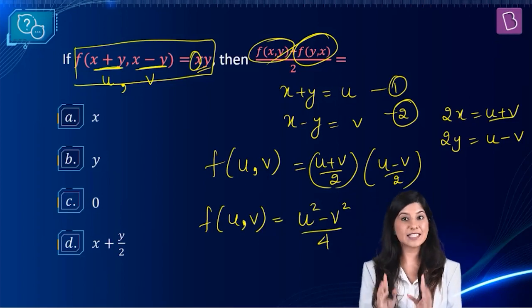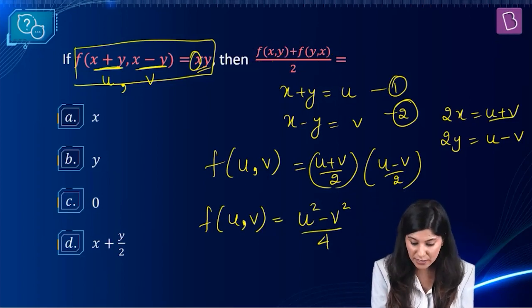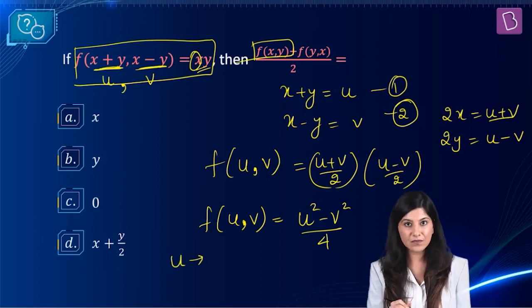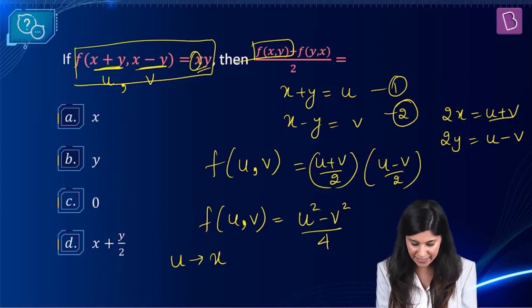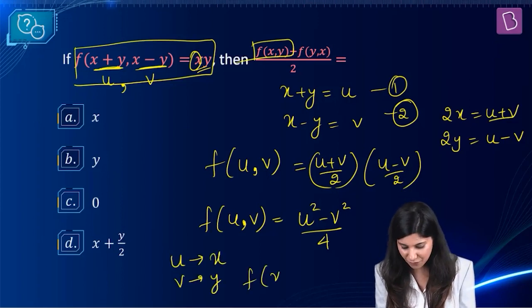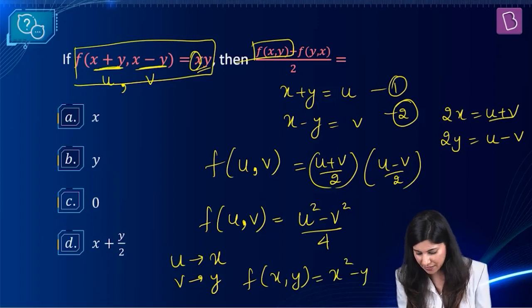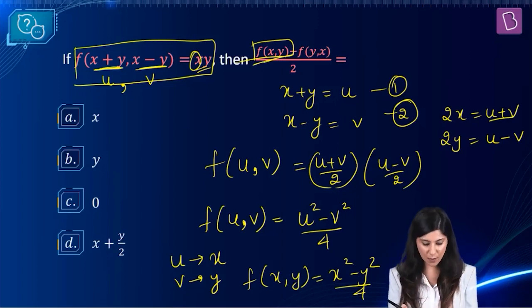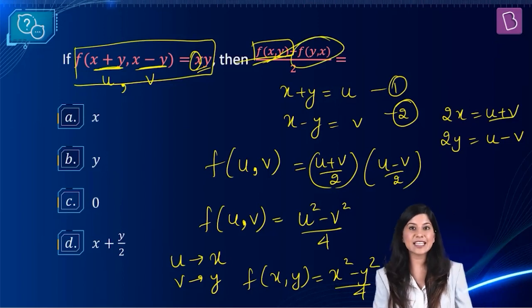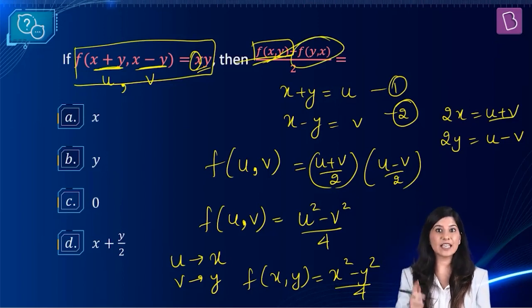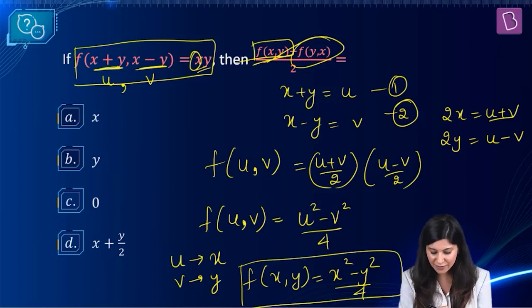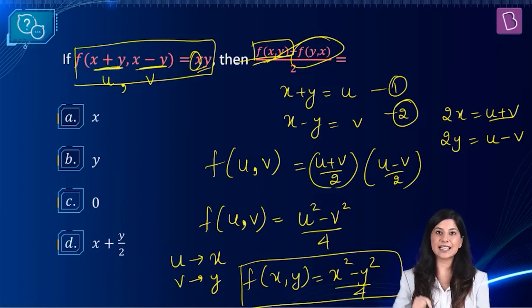Now listen to me carefully, but what I wanted was f of x comma y. In here I'll not be equating, I'll be replacing u by x and v by y, so that I get f of x comma y equal to x square minus y square by 4. That's what we discussed. We'll focus on f of x comma y. f of x comma y is x square minus y square by 4. So now by interchanging x and y, we are going to get f of y comma x. So f of y comma x from that would be y square minus x square by 4.